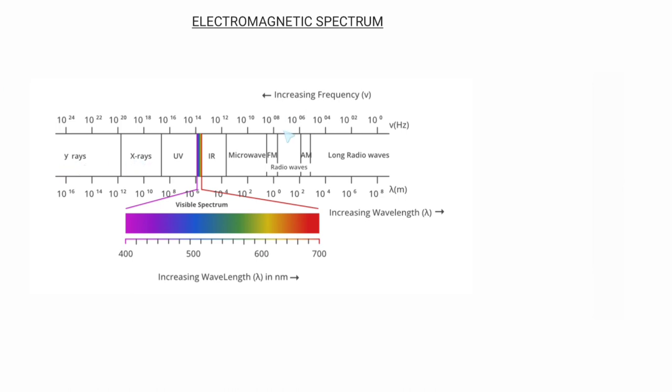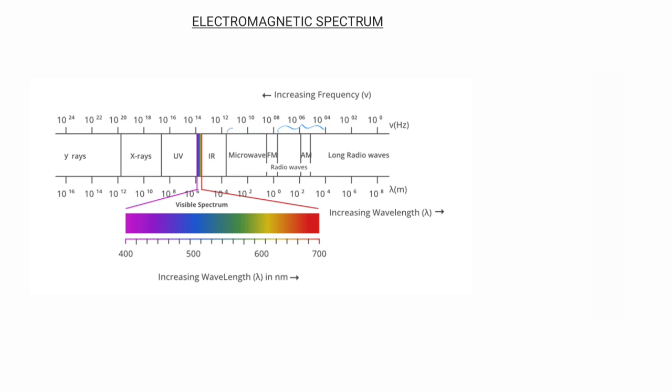Around 10 to the power 6 hertz, we have radio waves which are widely used for broadcasting. Radios which we use at our home work mainly by capturing the radio waves transmitted by the radio stations. Radio waves are mainly used for television as well as mobile communication.